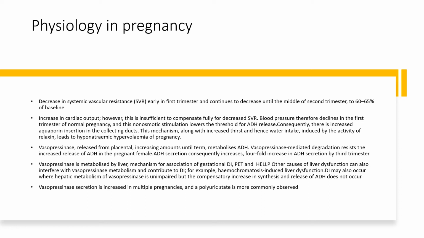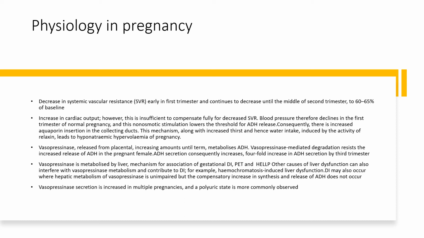Vasopressinase is released from the placenta in increasing amounts until term. It metabolizes ADH. Vasopressinase-mediated degradation resists the increased release of ADH in the pregnant female. ADH secretion consequently increases, with a fourfold increase in ADH secretion by the third trimester. The vasopressinase is metabolized by the liver.